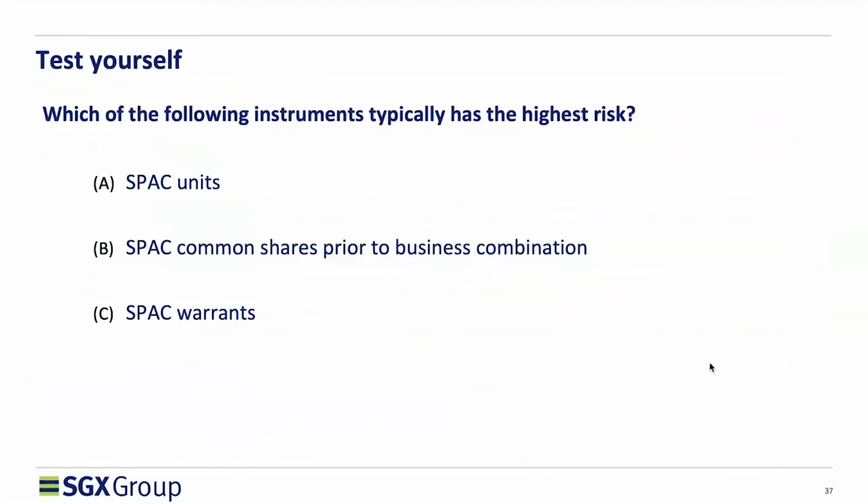So having gone through the different trading strategies, here's one more short quiz. Which of the following instruments typically has the highest risk? A, SPAC units, B, common shares prior to business combination, and C, SPAC warrants.